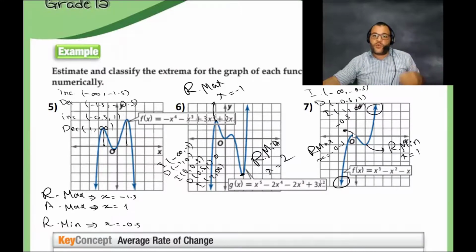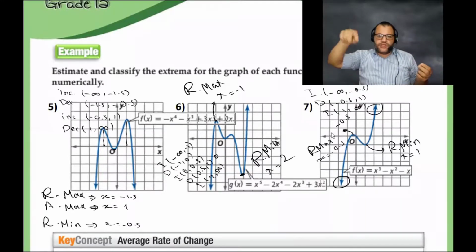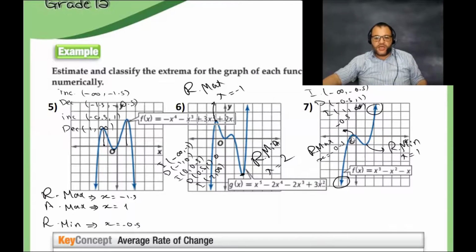But still we have turning points, two turning points. At this turning point, that is the highest turning point at this interval. And that is the lowest turning point at that interval. So that's the relative maximum and that's the relative minimum.